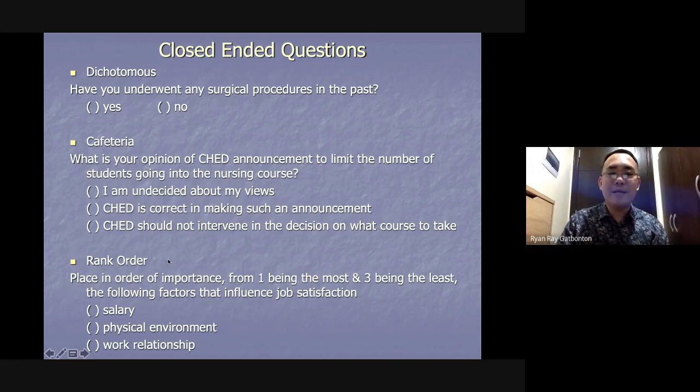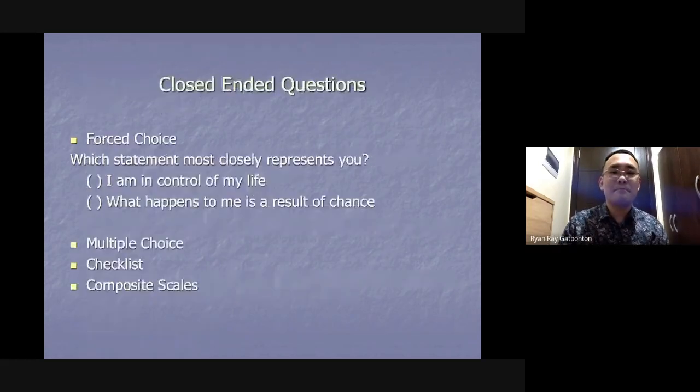Another is yung tinatawag na rank order. Rank order questioning, where you try to rank the choices from 1 to 3 based on your preference or whatsoever criteria. Another is a forced choice. It's like a dichotomous question, but it refers to something more than a dichotomous question. So you're only forced to have two. Well, in fact, there are other choices as well. Other types would be your multiple choice, your checklist, and composite scales.